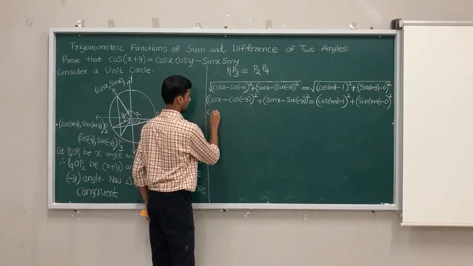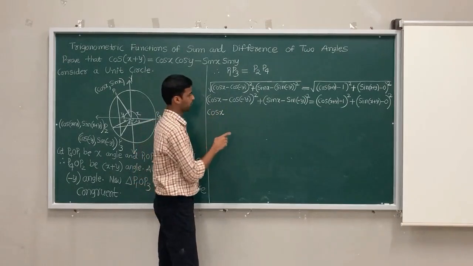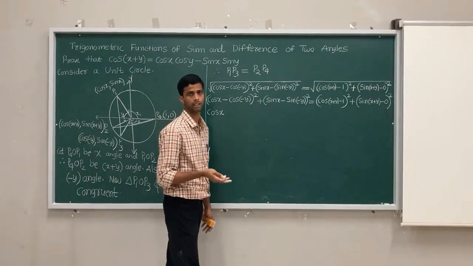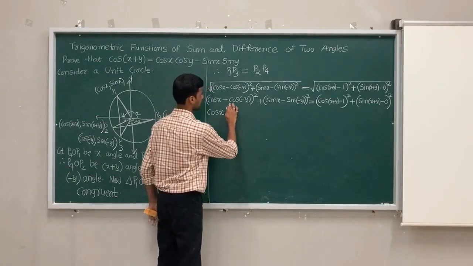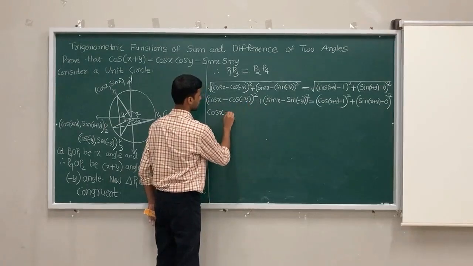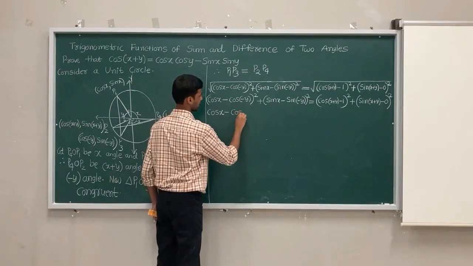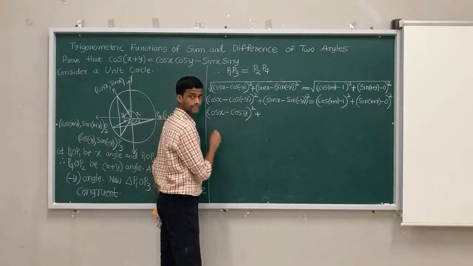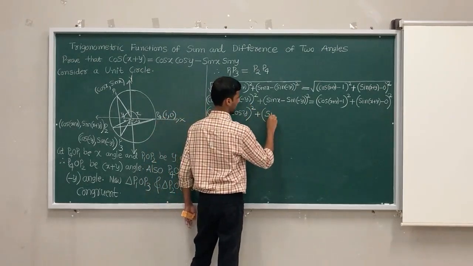I'll write cos x as it is. We all know cos of minus theta, or cos of minus y, is cos y itself. I told you in my last class. Therefore, cos of minus y is cos y. So I will keep minus as it is, cos y, the whole square. Hope you understood. Plus, I will keep sin x as it is.